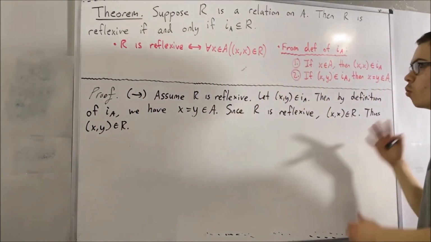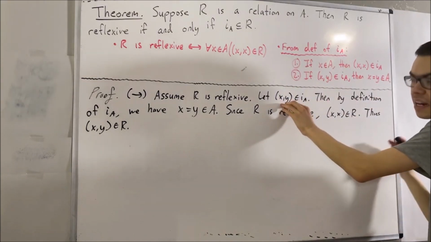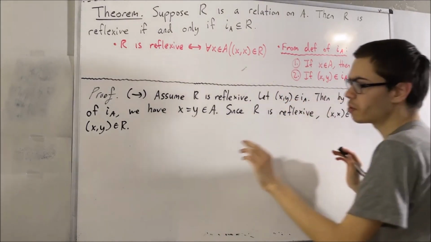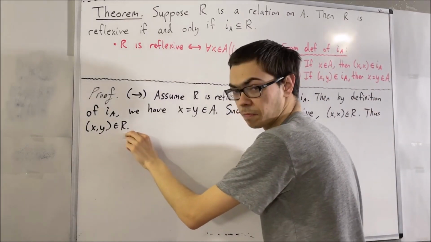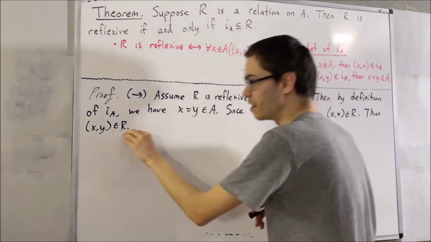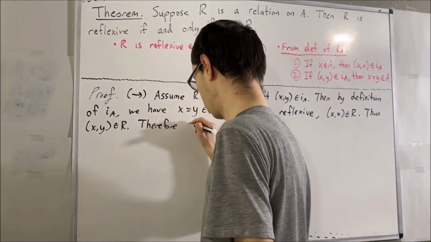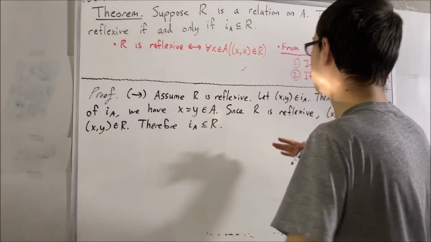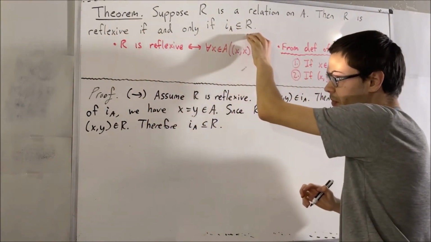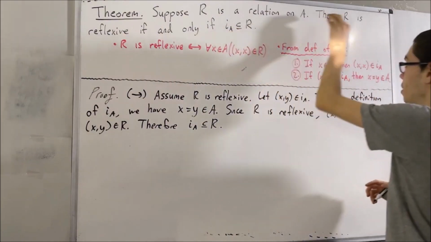So notice, we started with an arbitrary element, x comma y, in the identity relation on A, and we showed that same element was also in R. So this means that everything in the identity relation on A is also in R. And so this proves that if this is true, then this is true. Now we're going to prove if this is true, then this is true.